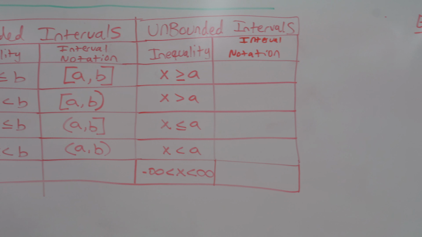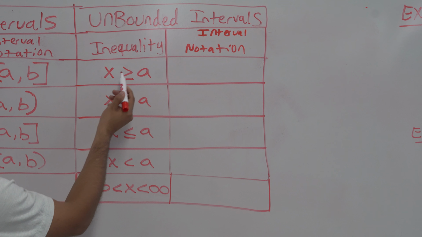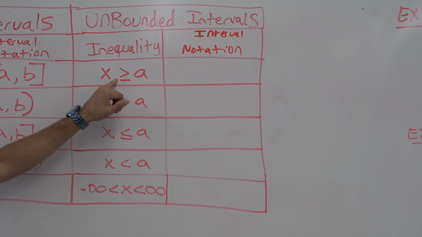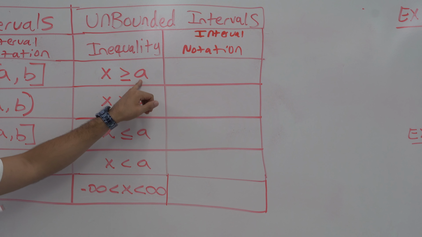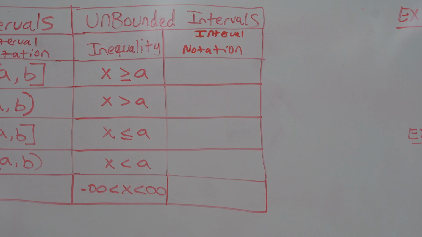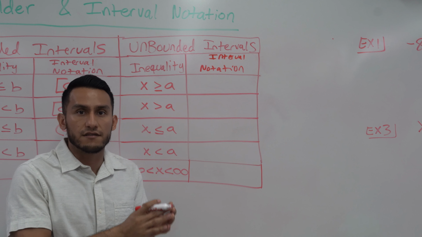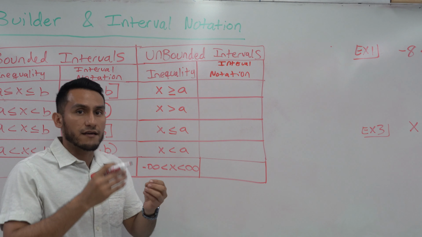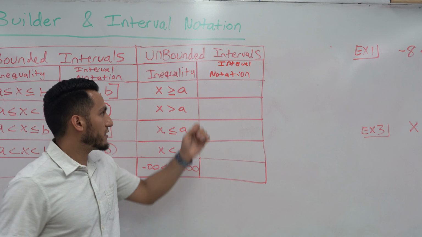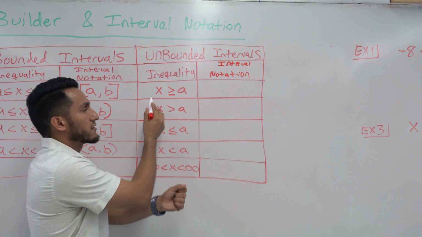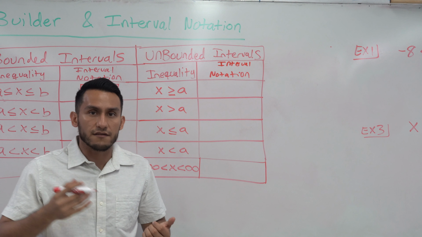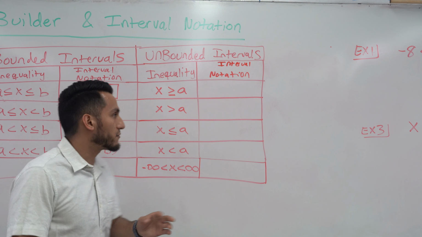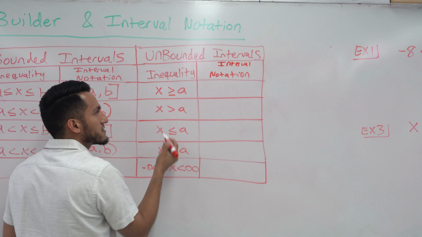Now let's look at the unbounded part. X is greater than or equal to a. So here, think about it. That means that a has to be the smallest value in the set, because any value for x that you pick has to be bigger. Say for example, a is 5. Can you think of a number that's bigger than 5? 6, 7, 8, 9, 10, 11. It could be any number, 100, 100,000, 100 million, any number. So a has to be the smallest.